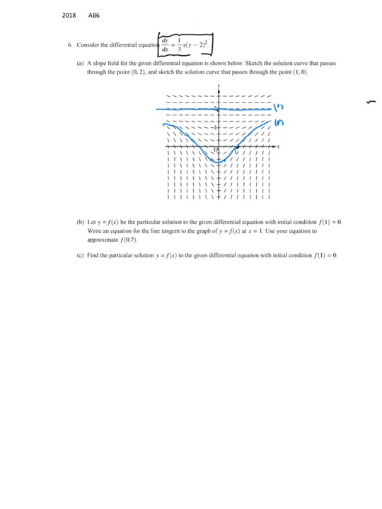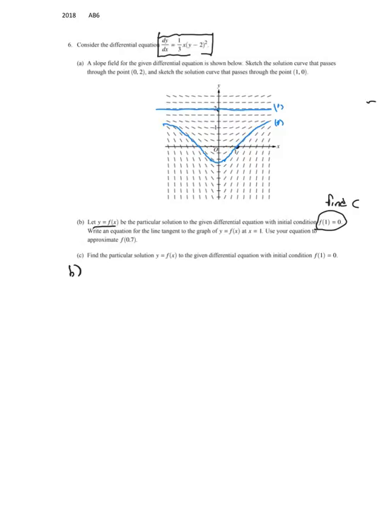All right, now part B says, let f of x be a particular solution to the given differential equation with the initial condition f of 1 equals 0. This is very similar to the one we did before. We have to solve for y, given this point, which again will be used to find the c. Then they proceed and say, write an equation for the line tangent to y equals f of x at x equals 1. Use your equation to approximate f of 0.7. Okay. Well, let's take this one at a time.